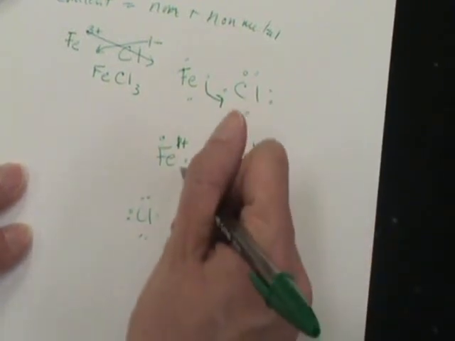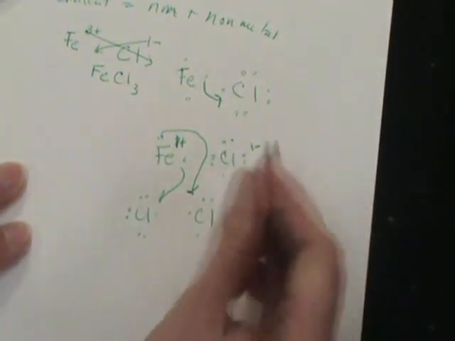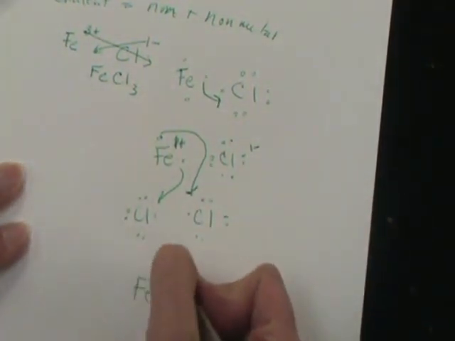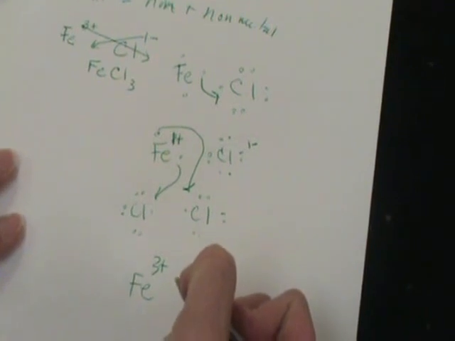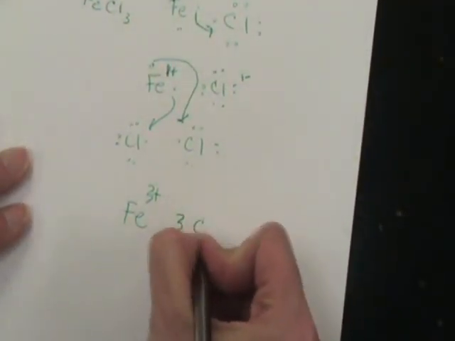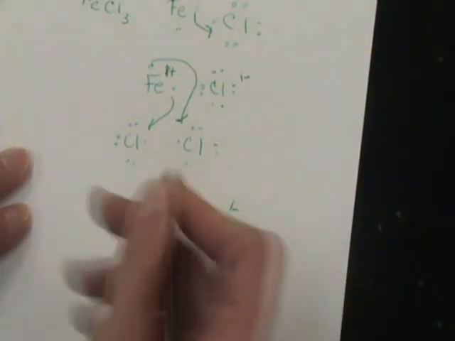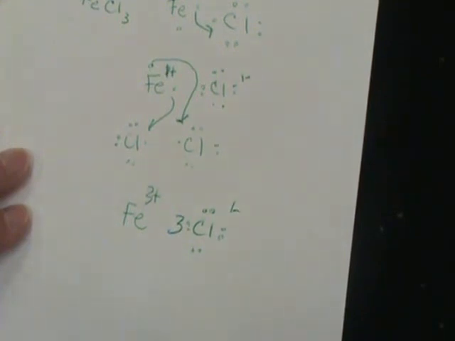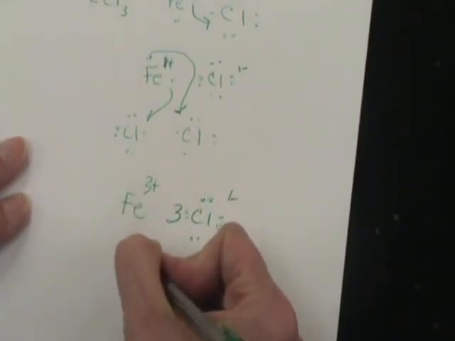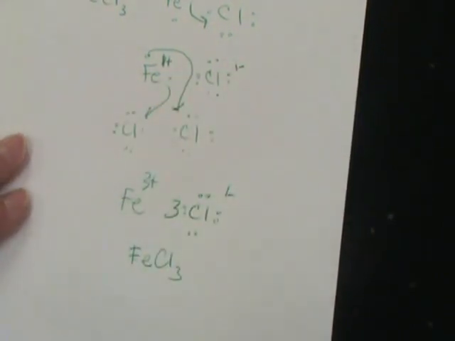Okay, so this electron is going to go here, this electron is going to go there. And so what you end up with is Fe3+, positive charge because it gave away 3 negatives. And then you have 3 Cl 1 minus. So our formula was FeCl3, and it came from those electrons being transferred or given away to the chlorine.